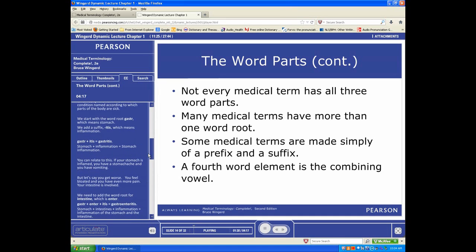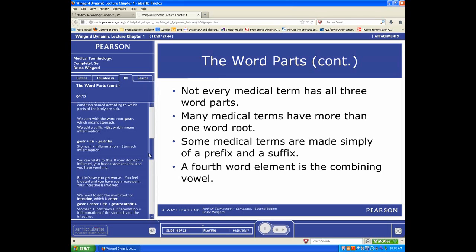But let's say you get worse. You feel bloated and you have even more pain. Your intestine is involved. We need to add the word root for intestine, which is enter. Gaster plus enter plus itis equals gastroenteritis. Stomach plus intestines plus inflammation equals inflammation of the stomach and the intestine.